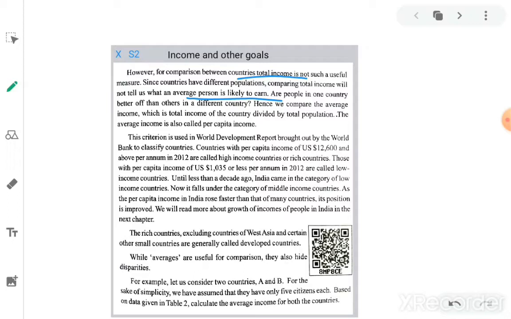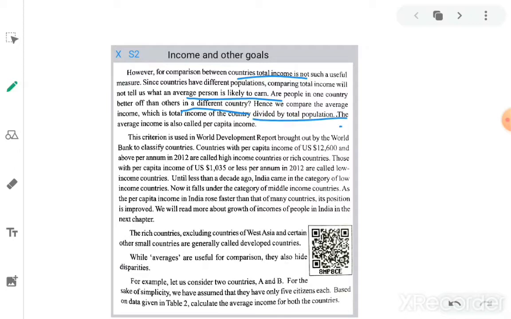We can calculate the average income, but we cannot say how this average income is distributed among the people in the country, or whether people in one country are better off than those in a different country. One country's people's income is not equal to another's, depending upon the developmental status of the countries. Hence, we compare the average income, which is the total income of the country divided by the total population.